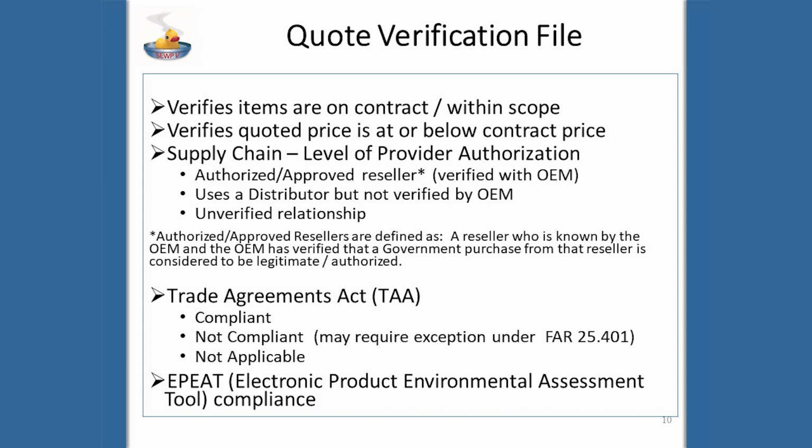Note that if an item is not compliant with the TAA, then you will need to have an exception under FAR Part 25.401 in order to purchase those items. We also provide you with an EP compliance flag that will tell you the level of EP compliance for those appropriate products if you have a need to ensure an energy conservation requirement.